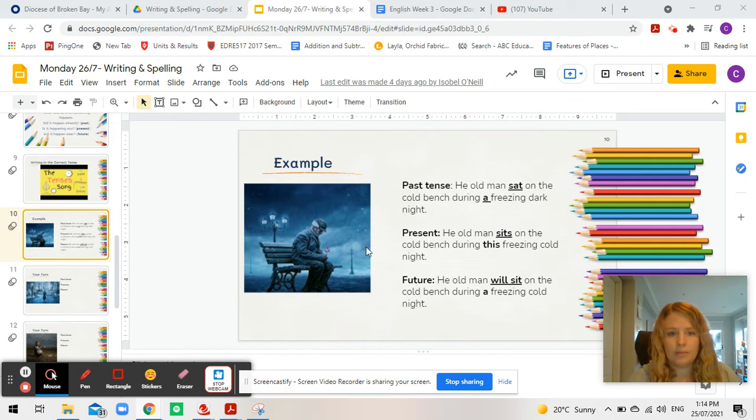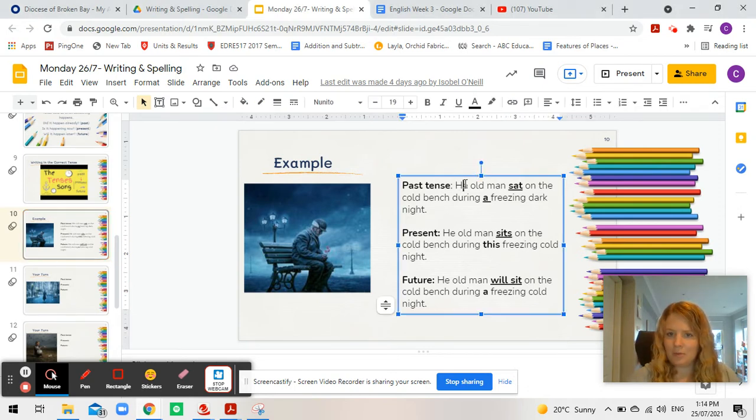So for example, this picture here of the man, I've looked at the picture. What's the action that's happening in the picture? He's sitting down. He's looking. You could even talk about how it's snowing if you wanted to do that. But what I've written is the old man. Oh, and we've got to change that there. I might just change that right now. The old man sat on the cold bench during a freezing dark night.